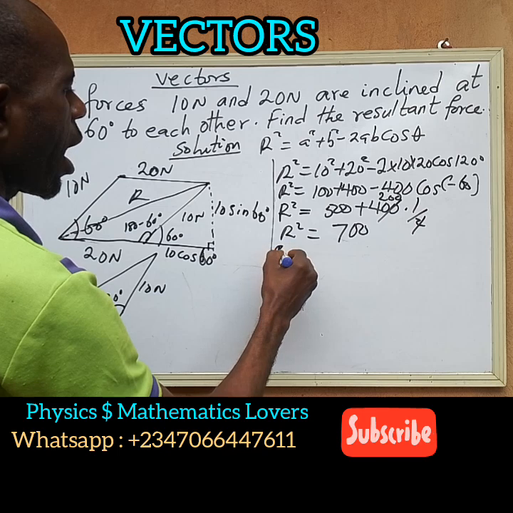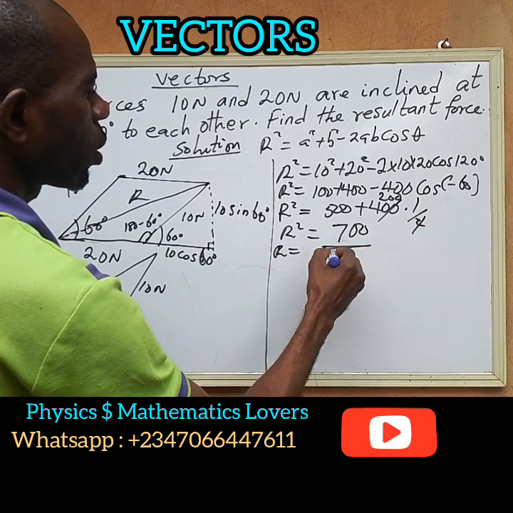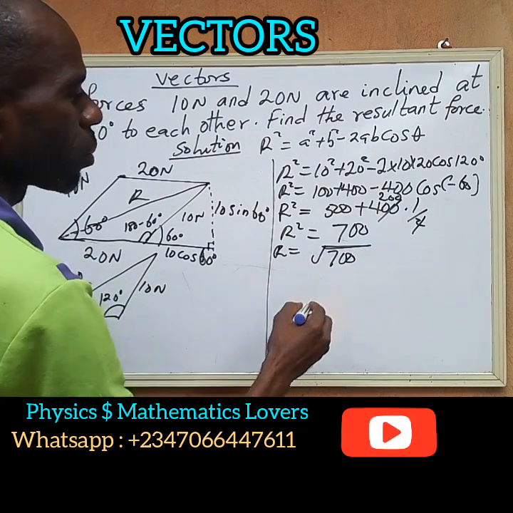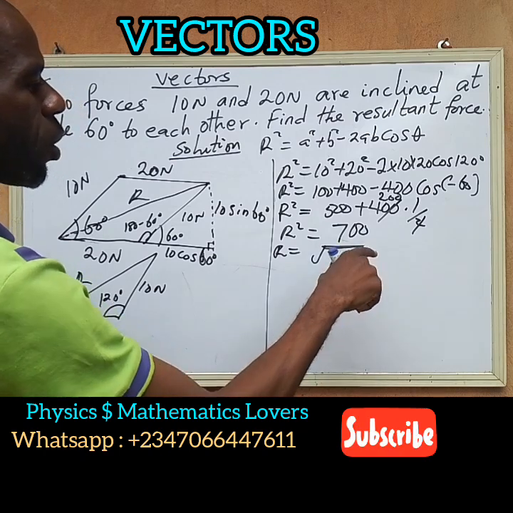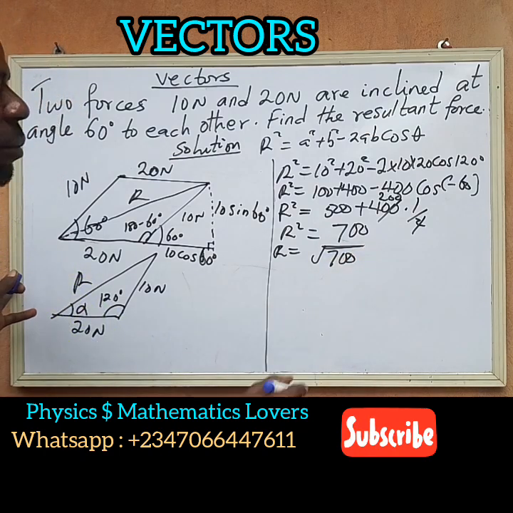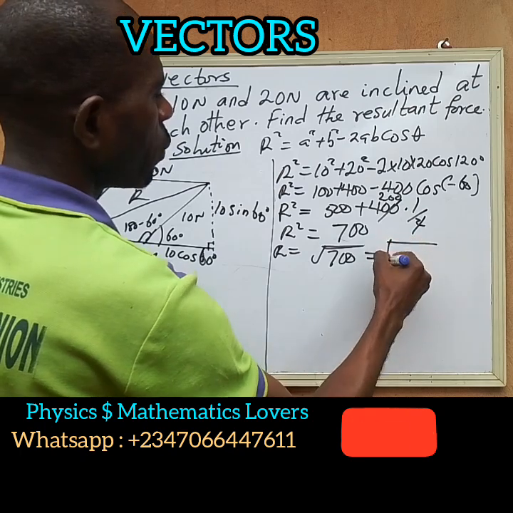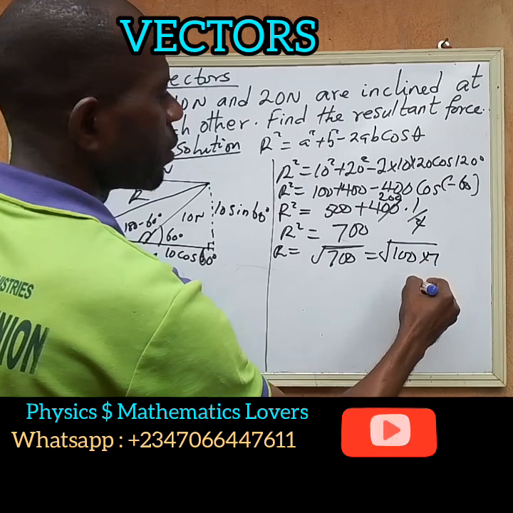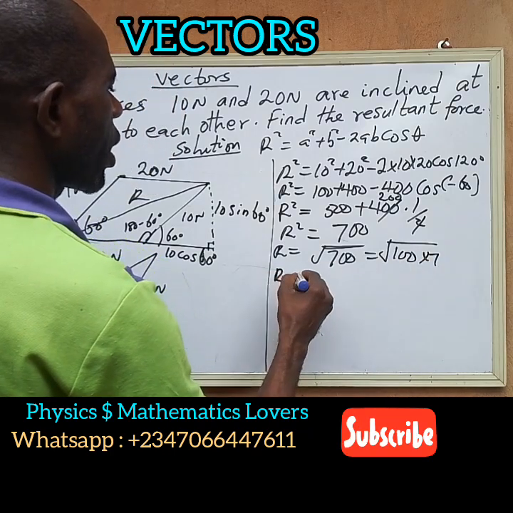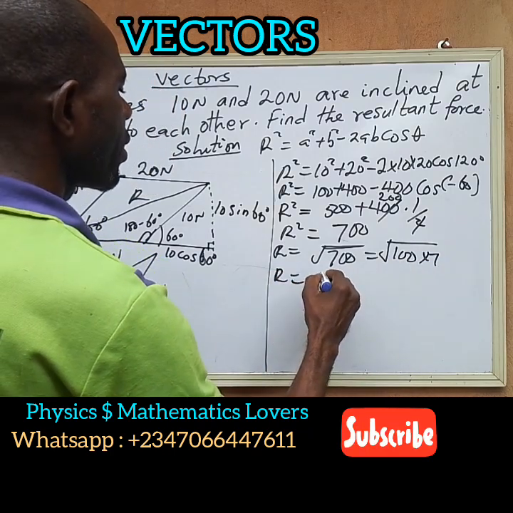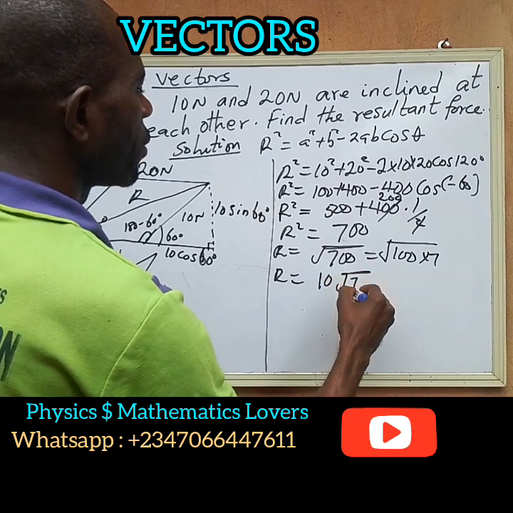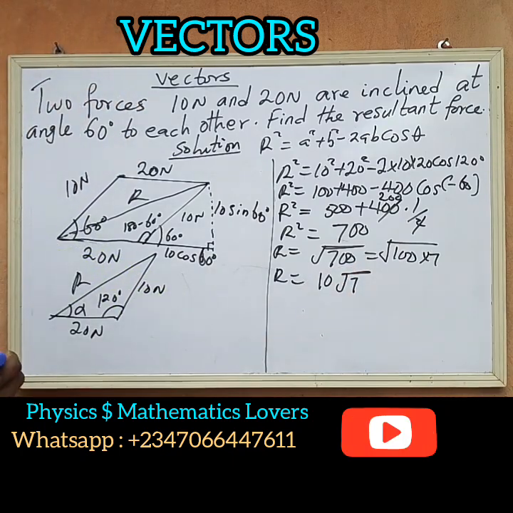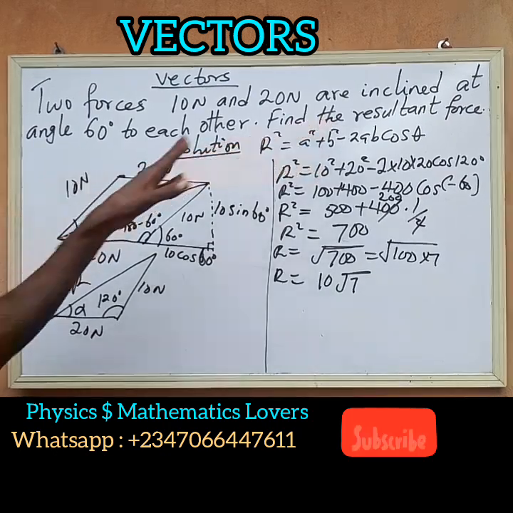We are looking for the resultant. So that means our R is equal to the square root of 700. What is the square root of 700? Let us put it in surd form. The square root of 100 times 7, which gives the resultant as 10 root 7. This is the resultant of this question.